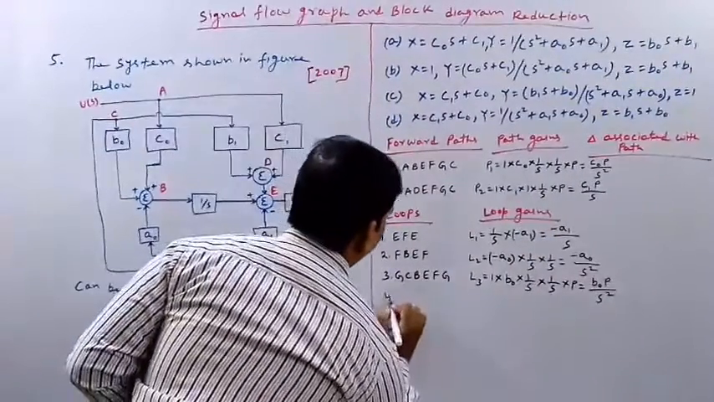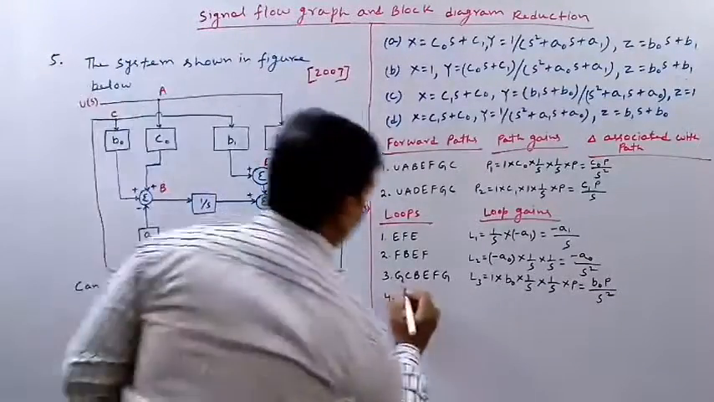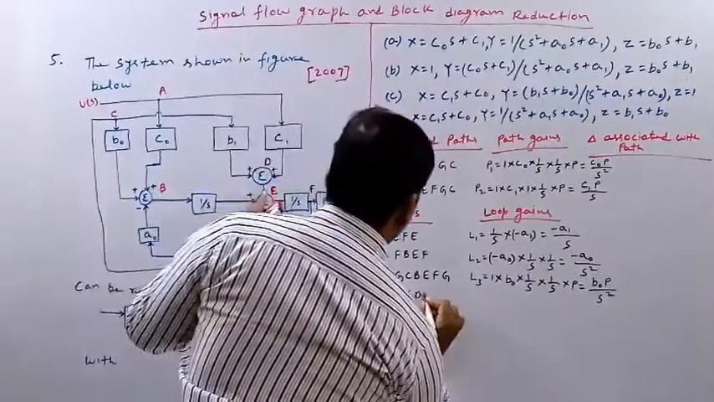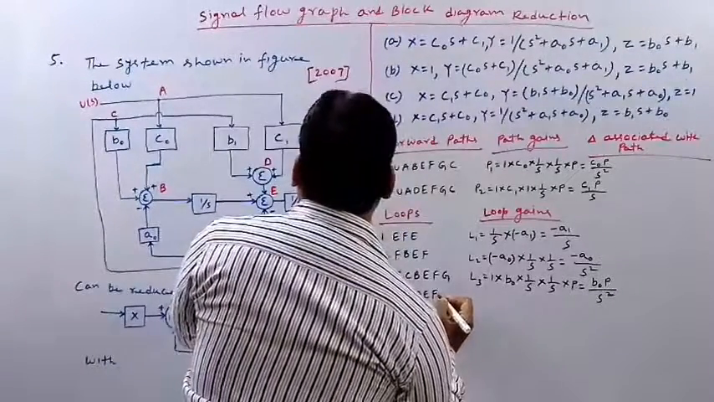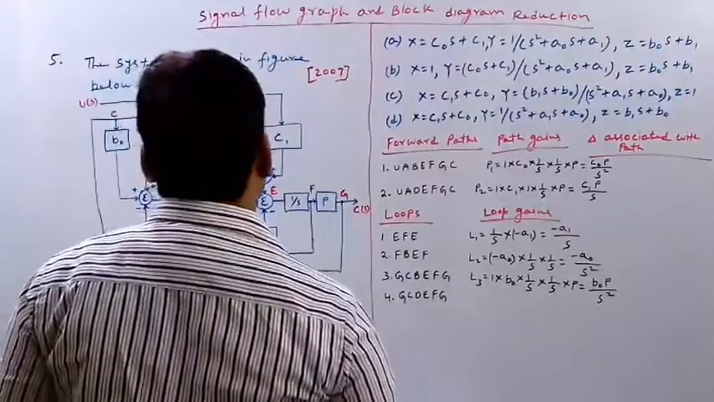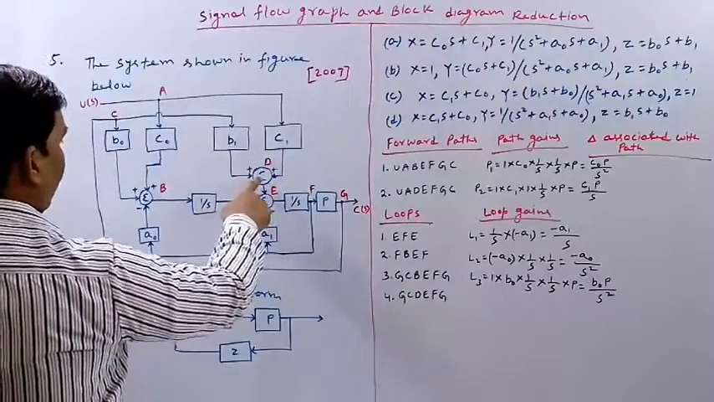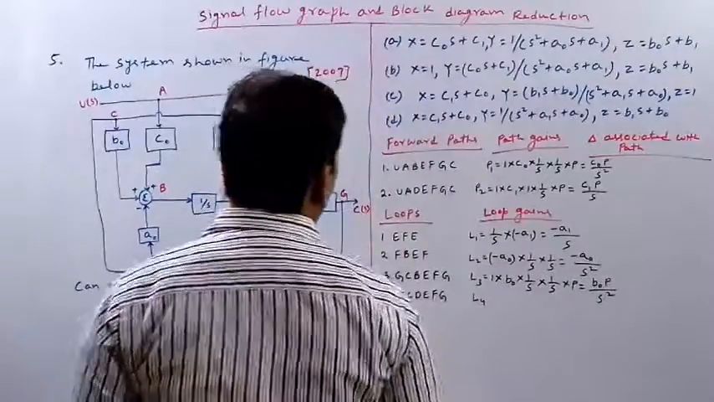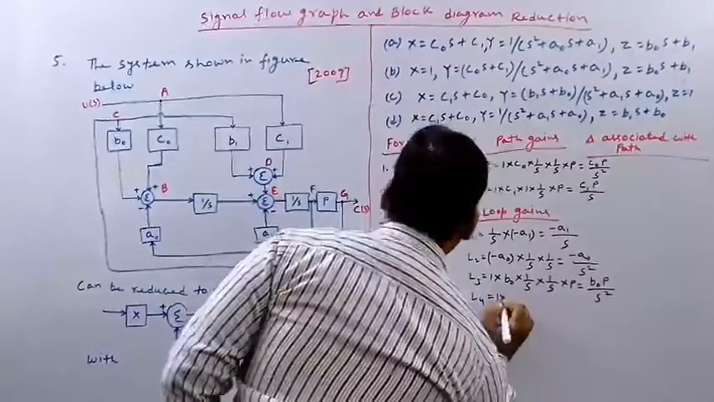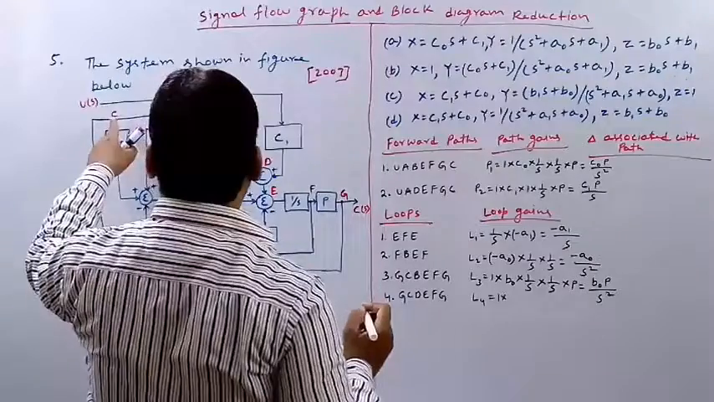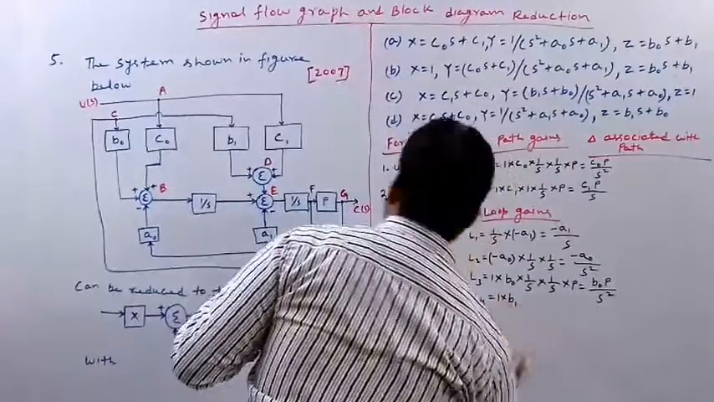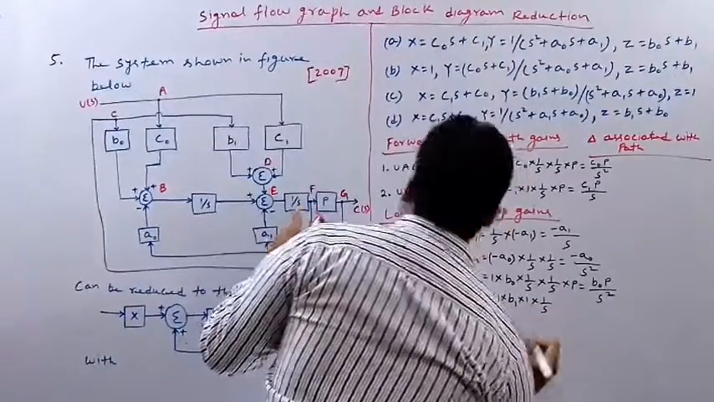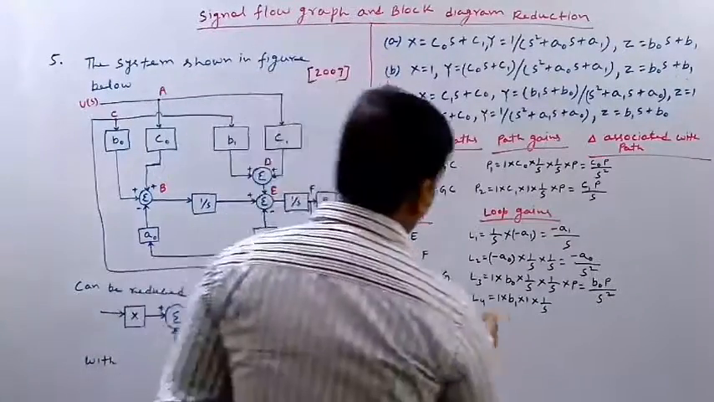Okay, now which one is the fourth loop? G C D E F G. So what will be the loop gain? Let me denote it by L4. So L4 will be nothing but, from G to C the path gain is again 1. From C to D the path gain is B1. From D to E the path gain is again 1. From E to F the path gain is 1/s. And from F to G again the path gain is P.